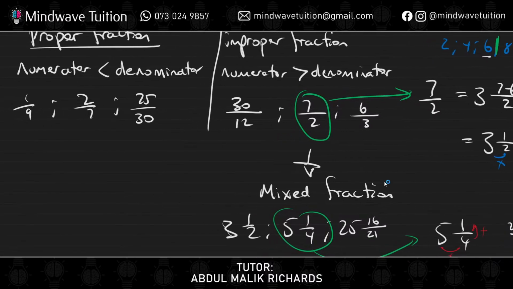In high school, most of the time you're going to be working with improper fractions, just because it's a lot easier to add, to subtract, multiply, and divide as well. So if you are presented with a mixed fraction in high school, do convert it to an improper fraction. It's just a lot easier to work with.